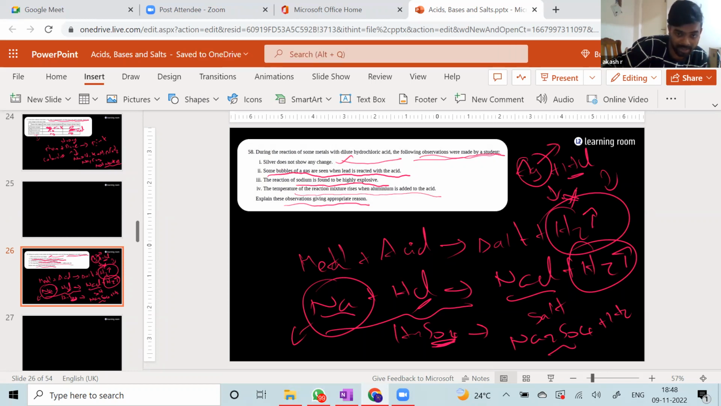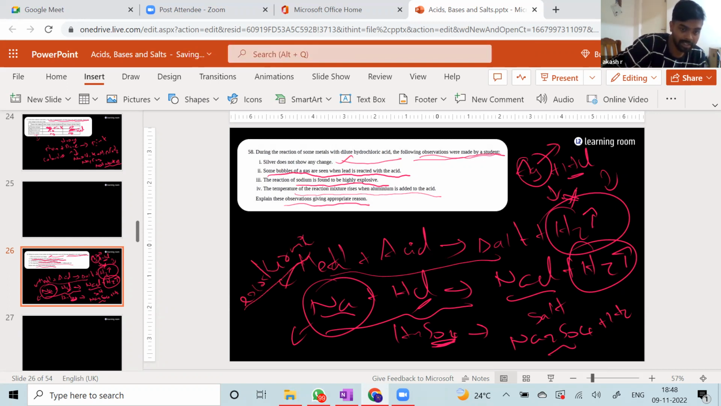Next. The temperature of the reaction mixture rises when aluminium is added to the acid. Now, all that you have to understand is that this reaction is going to be an exothermic reaction. So, a lot of heat is released. So, obviously, it is going to become hotter.